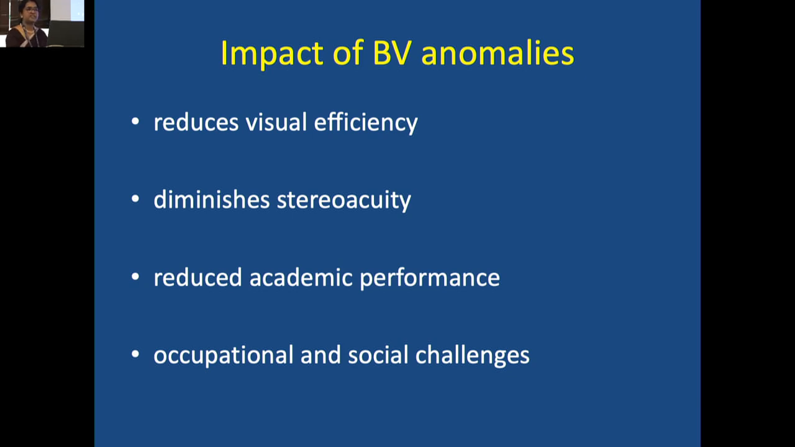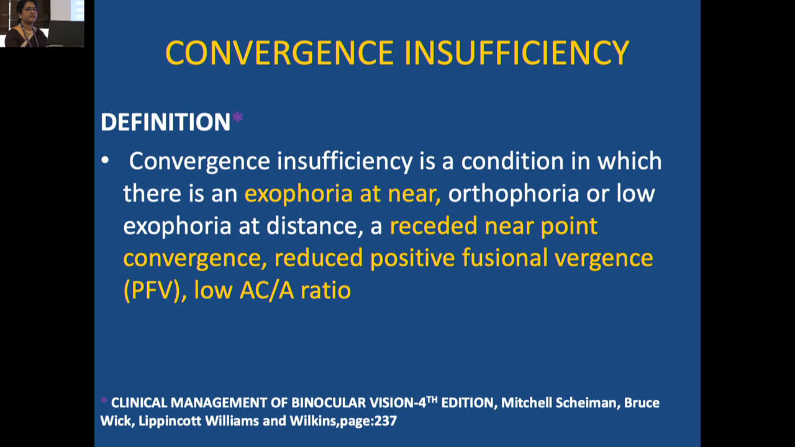Binocular vision anomalies cause reduced visual efficiency. As I told, vision, as per the normal test, might be normal, but if the child has a reduced reading speed or gets asthenopic symptoms on regular activities, we should suspect some kind of binocular vision anomaly also. It can also cause occupational and social challenges.